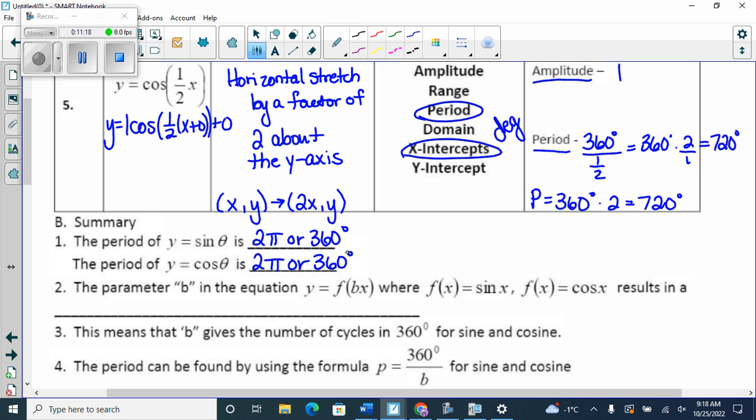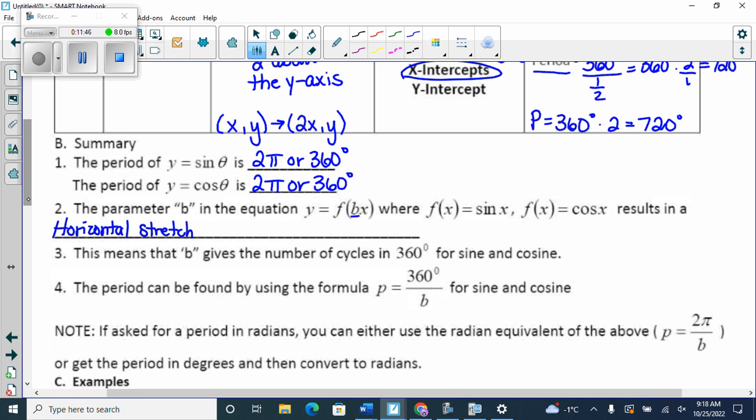The parameter b in this equation, y equals f of bx, where f of x equals sine x, or f of x equals cos x, results in a what? Starts with an h. Nope. Close. Horizontal phase shift. Nope. Try again. A horizontal stretch. This means that b gives the number of cycles, right? So you can do 360 divided by b, or like I said, you can also just go 360 times the horizontal stretch, right? We would call it the same thing.